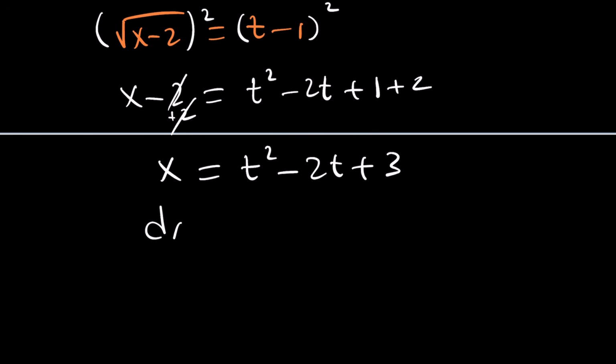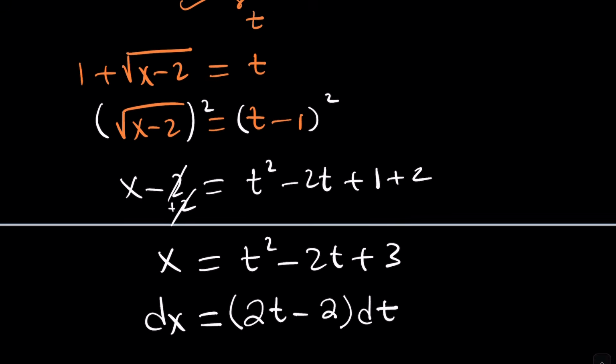So now how do you find dx? Easy. You're just going to differentiate x, which is 1 dx. And then on the right-hand side, we get 2t minus 2, and then this is going to be multiplied by dt. Okay? Makes sense?